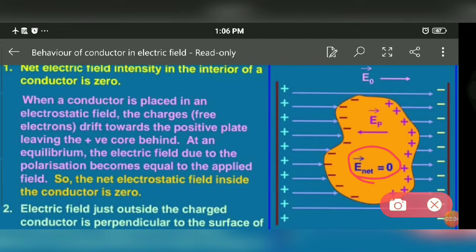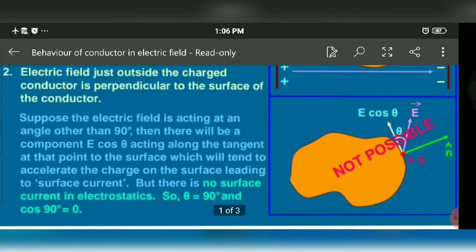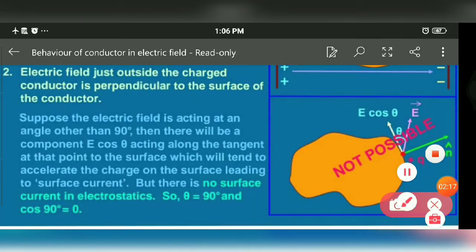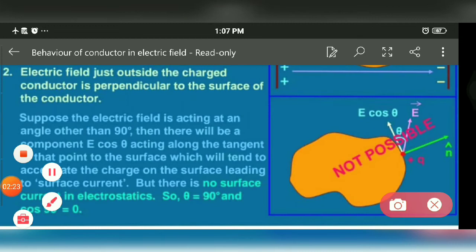Next point. Electric field just outside the charged conductor is perpendicular to the surface. Why is this? Suppose we consider a conductor and two components, one perpendicular, one tangential. If a tangential component were possible, charge would start flowing in that direction, but charge does not flow, it stays at a point. So it's always 90 degrees.